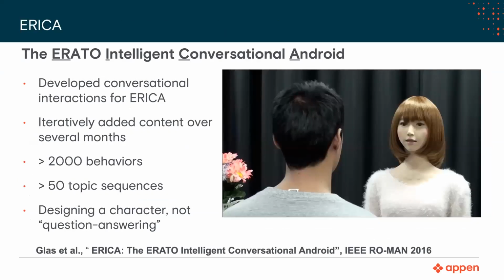One of the examples I would like to show is Erica. She's a highly human-like android we developed back in Japan. Over the course of several months, we iteratively added content and behaviors to enable her to have a character and to talk with visitors to our lab. And here is an example of her interaction.